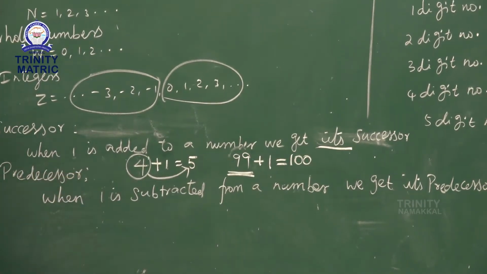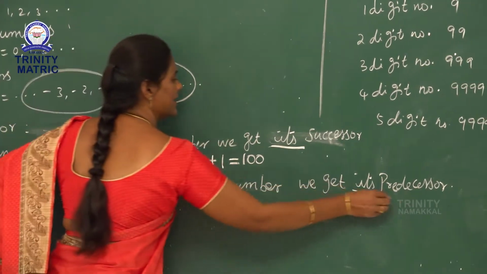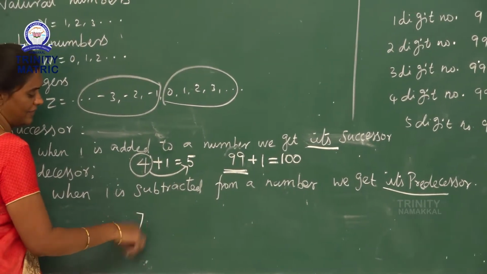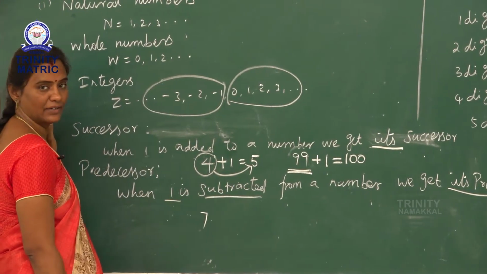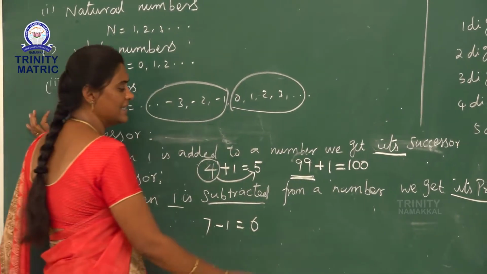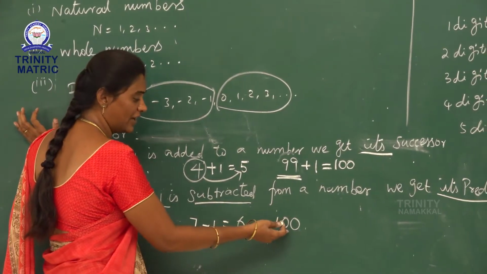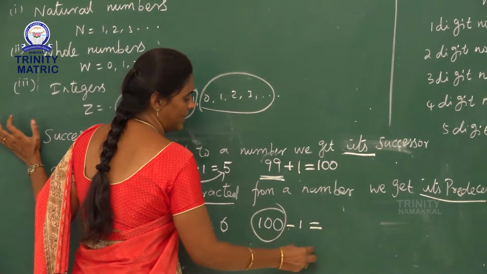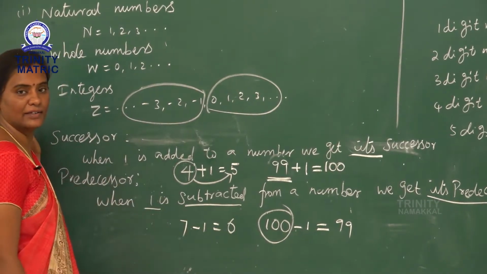Next, predecessor. When 1 is subtracted from a number, we get its predecessor. For example, we find the predecessor of 7. How to find it? 1 is subtracted from 7. So 7 minus 1 is equal to 6. What is the predecessor of 100? We subtract 1 from 100, we get its predecessor. So 100 minus 1 is 99, which is the predecessor of 100.